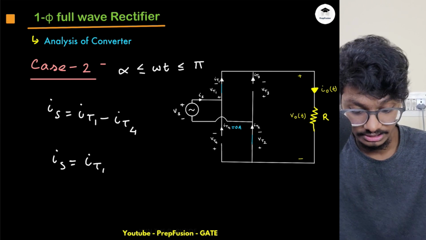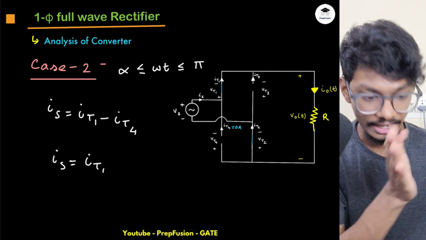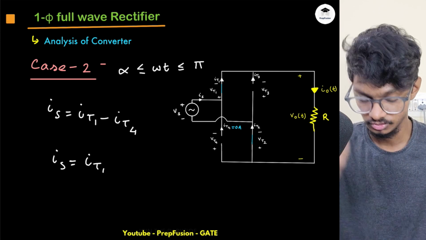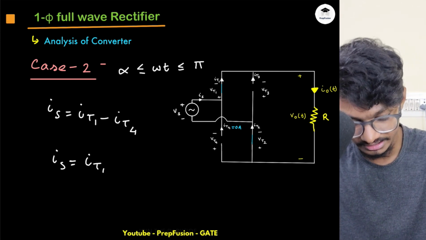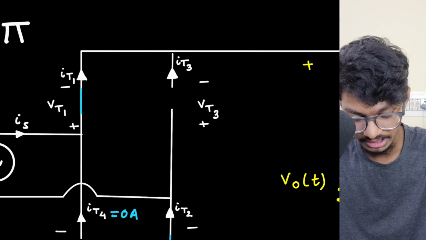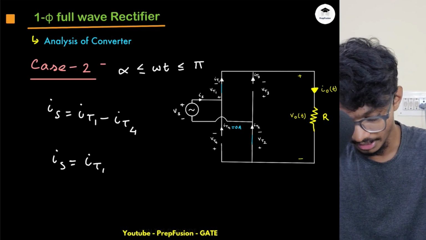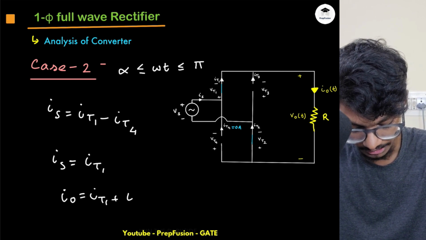Please be careful here. Previously we used to directly write that, as there was only one single SCR and everything was in series, source and load in series, but now they aren't. So we have to be careful. What is my KCL at this node? If I apply KCL at this node, IT1 and IT3 are incoming and IO is outgoing. So IO, the outgoing current, will be equal to the incoming current, IT1 plus IT3.